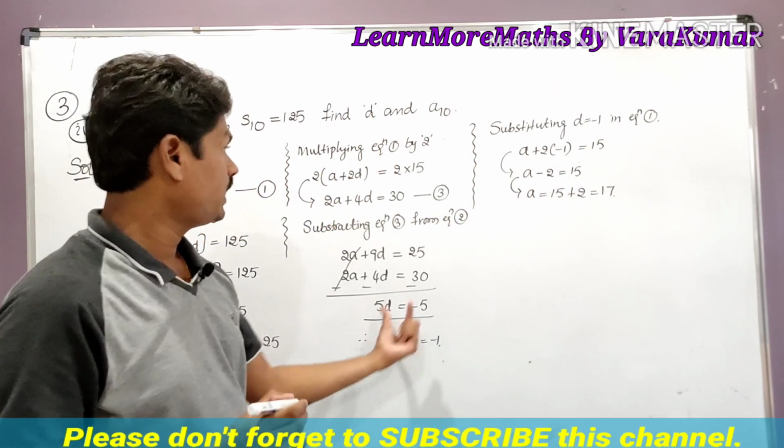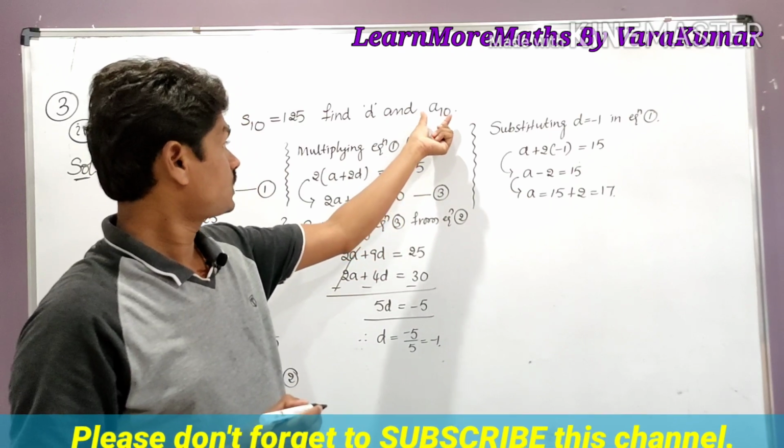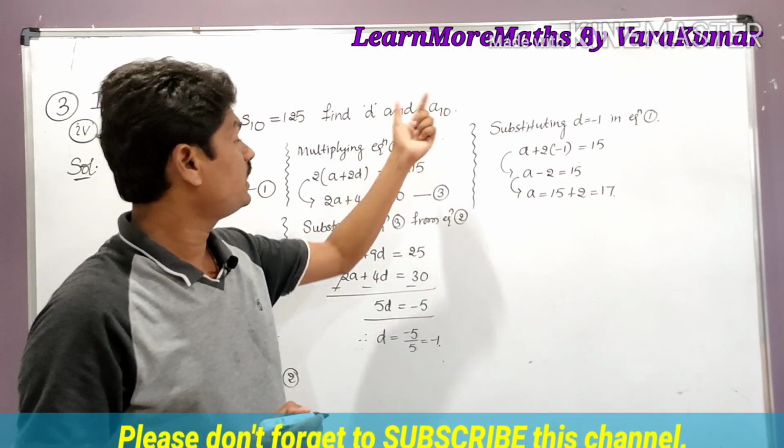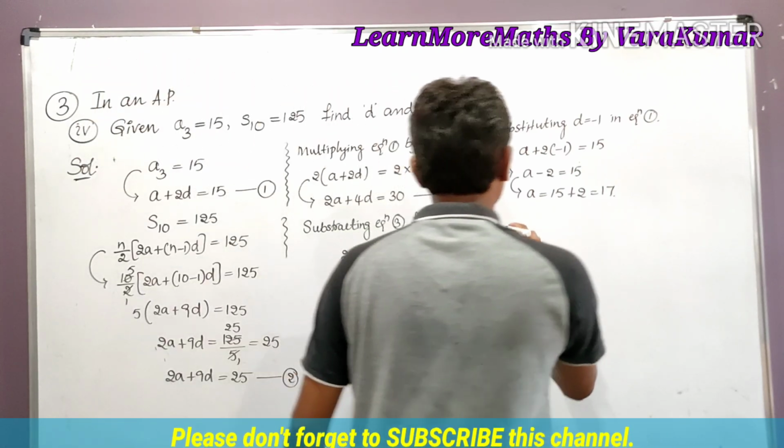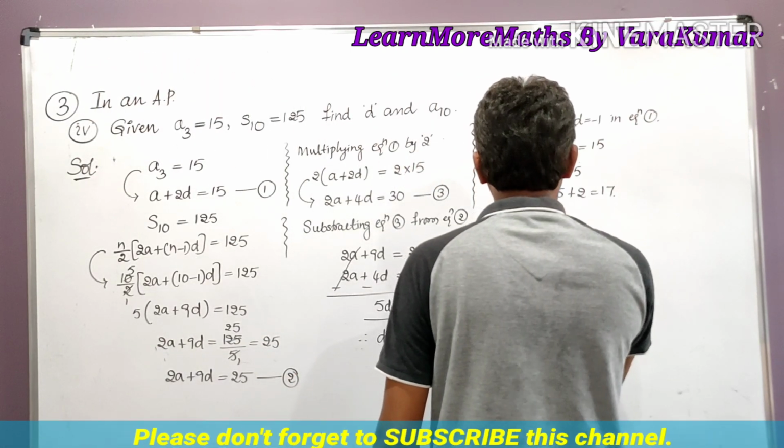We have the a and d values, and he is asking to find d and a10. So already we have d equal to -1. So a10, therefore a10 is equal to the 10th term.